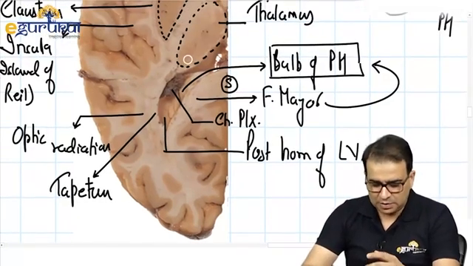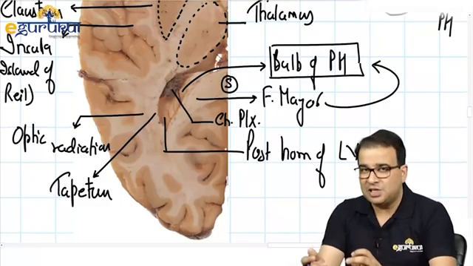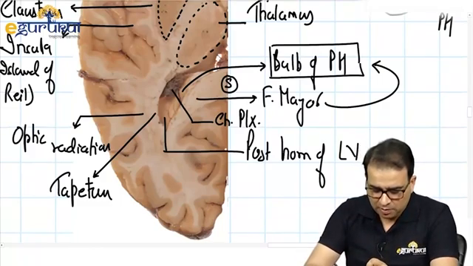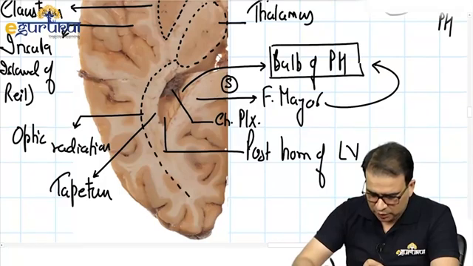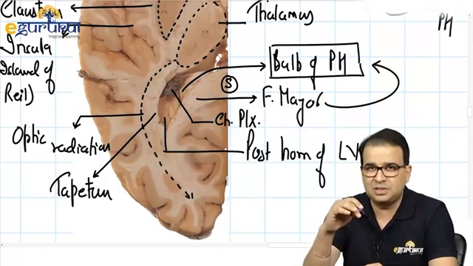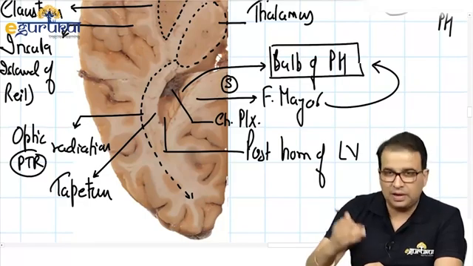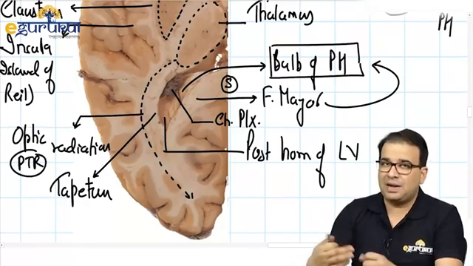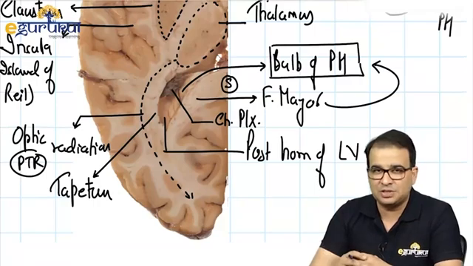So behind the thalamus, you cannot see it in this picture though, there will be the medial and lateral geniculate bodies. From the lateral geniculate body, the radiations will come and go to the visual cortex. These are called optic radiations, also called posterior thalamic radiations. They run backward and they come from the metathalamus, that is the geniculate body. So we also call them posterior thalamic radiations.